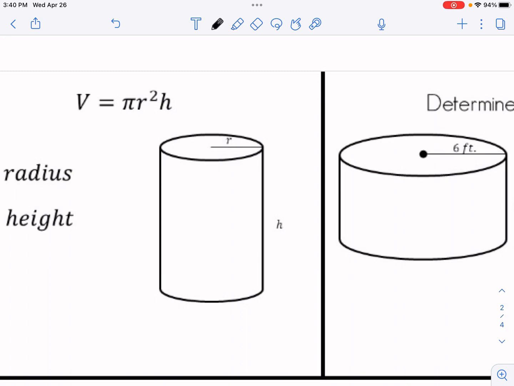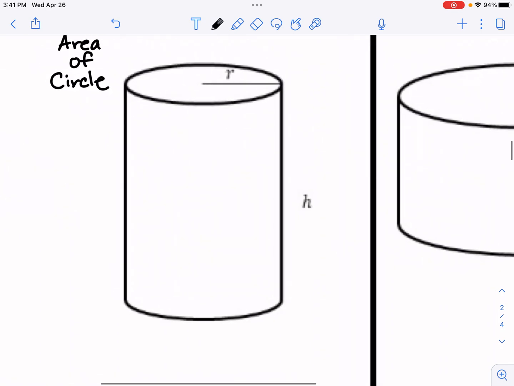I'm going to put, let's annotate here, put a dot right here, and I'm going to annotate this part. You can circle this. That should be familiar. So ask yourself, where have you seen this formula? This is the area of a circle. Okay. So we're gonna X-ray this cylinder here. Let's draw this.